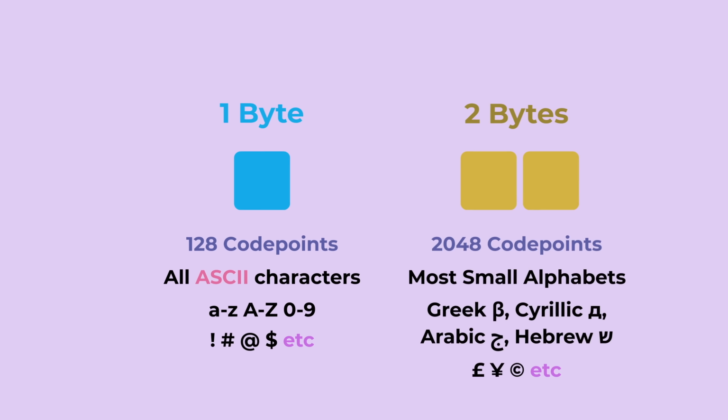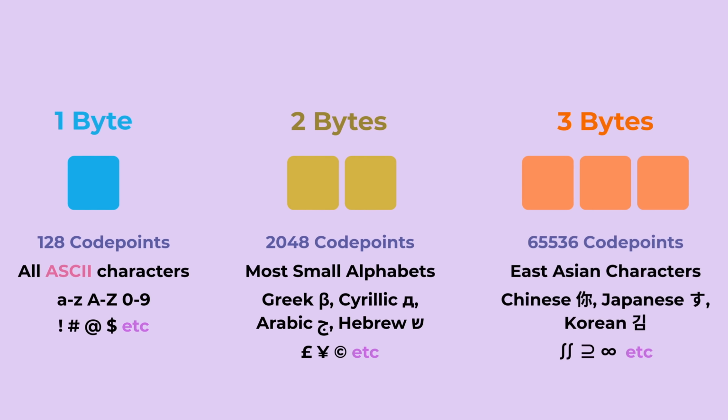With 2 bytes, we can represent 2,048 code points in total, which covers most of the human languages that use a small alphabet, such as Greek, Cyrillic, Arabic, and Hebrew, as well as some common symbols like copyright and currency symbols like pound, yen, euro, and others. 3 bytes gives us 65,536 code points and is mostly used to represent various East Asian writing systems such as Chinese, Japanese, and Korean. It also contains more advanced mathematical symbols and the Braille alphabet.